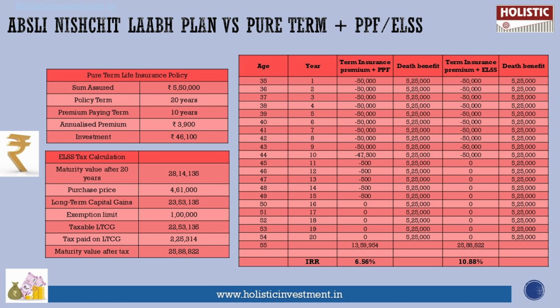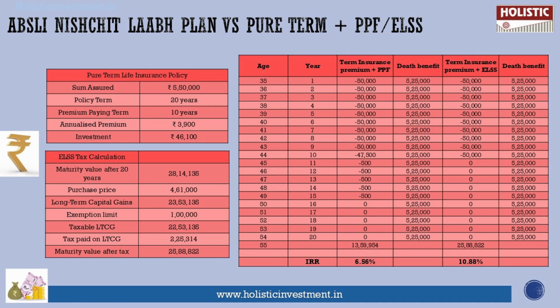So as you can see, if you invest in a combination of term insurance plus ELSS, the pre-tax final maturity value of the ELSS fund is 28.14 lakh. But here you have to account for the capital gains tax. The post-tax maturity value is 25.88 lakh. You can refer to the ELSS tax calculation in the tabular column here, which is shown on your screen.